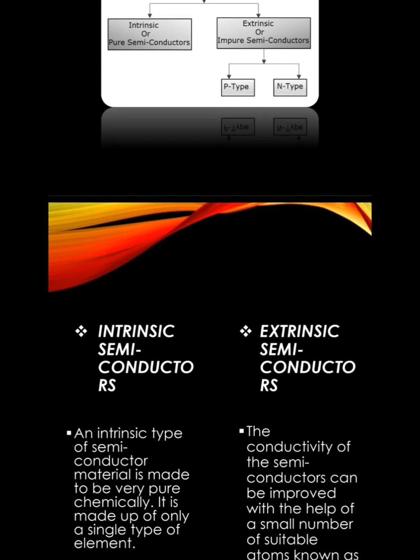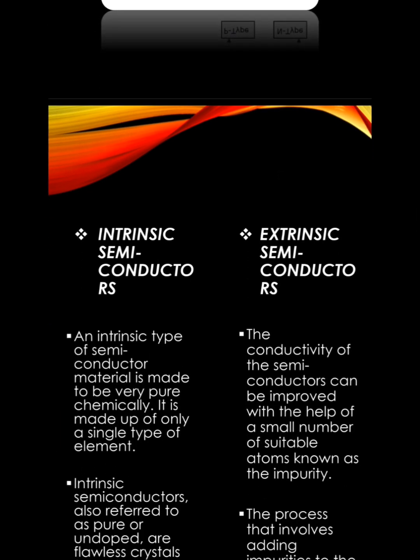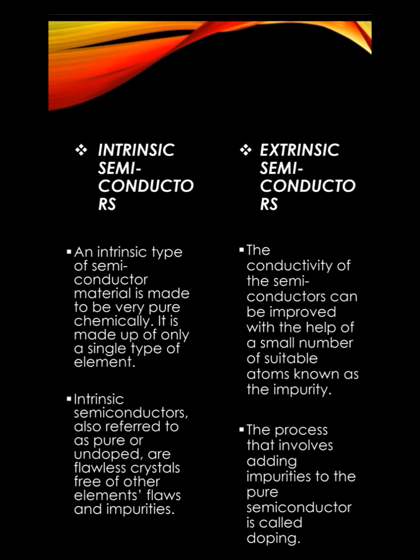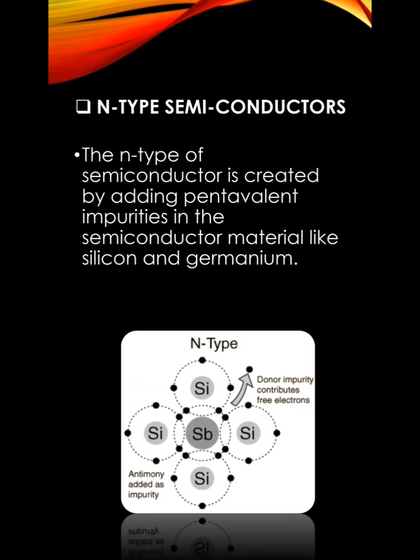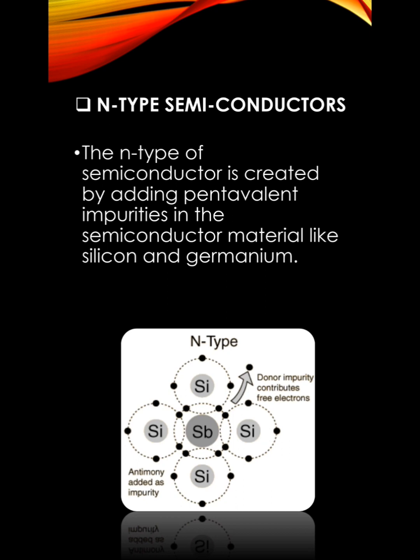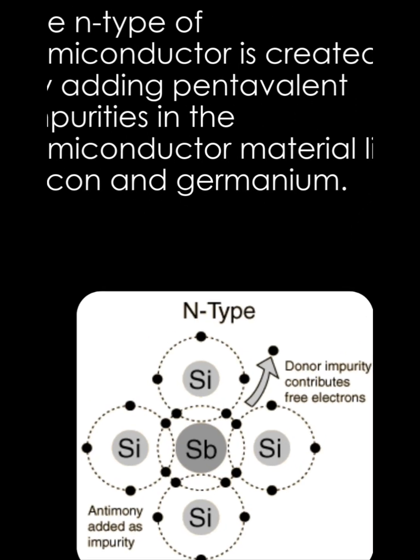Now, extrinsic semiconductors. Extrinsic semiconductors can be divided into two types, p-type and n-type. We add pentavalent impurities for n-type and trivalent impurities for p-type. First, let's discuss n-type semiconductors. The n-type semiconductor is created by adding pentavalent impurities to semiconductor material like silicon and germanium. This is the picture of an n-type semiconductor.